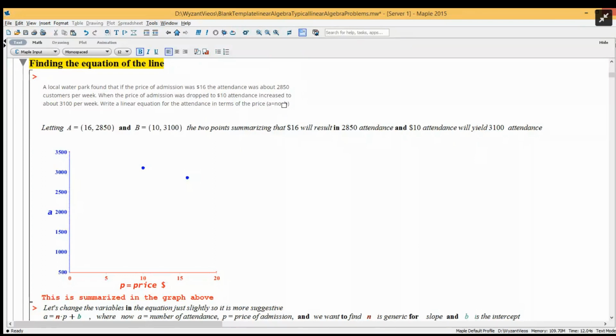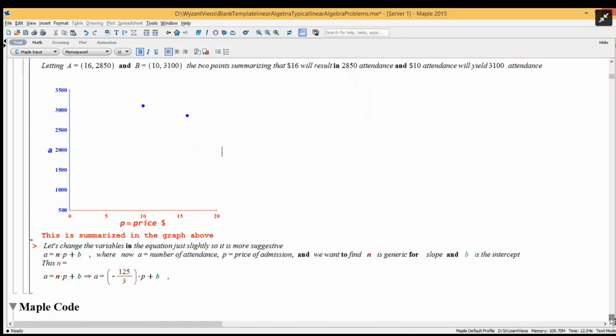Now I changed the variables here a little bit, and I preferred to use the more suggestive. Let A be the attendance. We want to find the linear equation A equals n times p plus b. So A is the dependent variable, that is attendance, and p is the independent variable, price, right? So it corresponds to the y and the x in the Cartesian coordinate system.